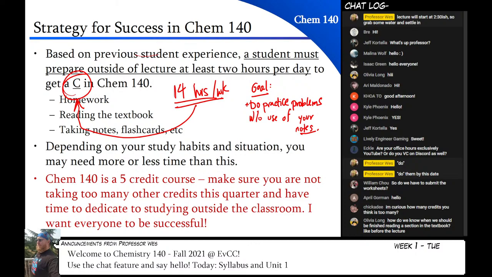If you have a lot of stuff going on, I see these questions in the chat, so I'll get to them in just a second. Somebody asked, how many credits do you think is too many? If you are a first-time student and you've never done college before, 12 is the limit of what I would recommend. That is, of course, the minimum for financial aid, so a lot of people take 12. When I started college myself, my first quarter I took 16.